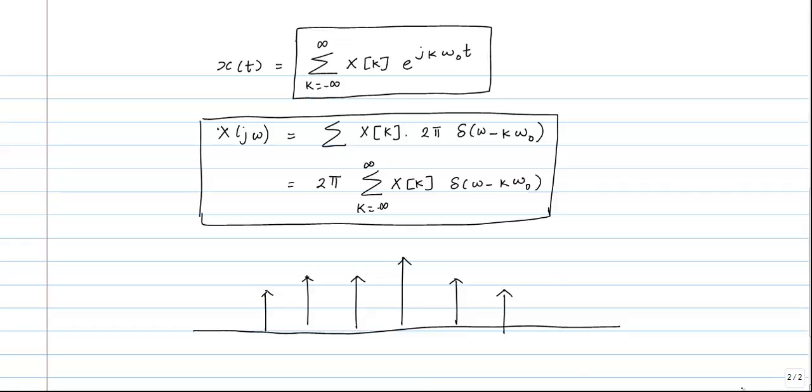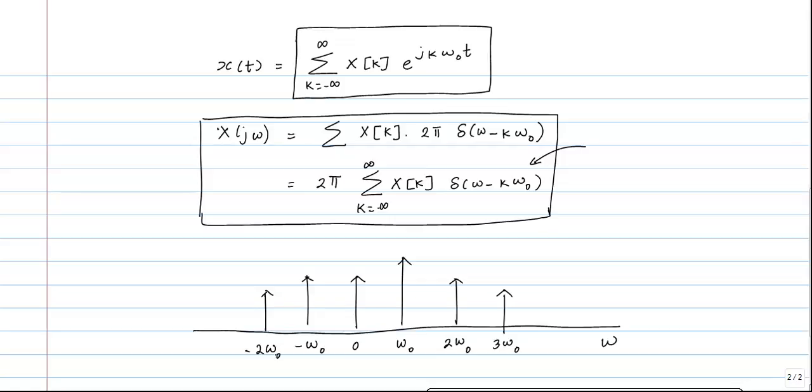And how do we see that? Well, we see that from this expression here. This expression says that X of j omega is 2 pi times the summation of X of k delta of omega minus k omega naught, which essentially means all you have are impulses at integer multiples of omega naught, right?